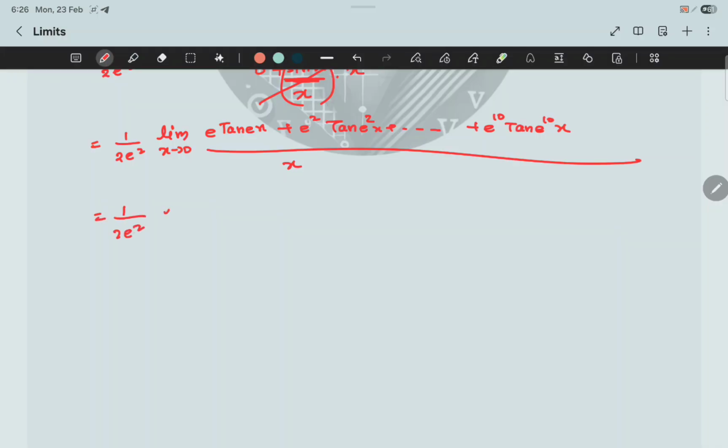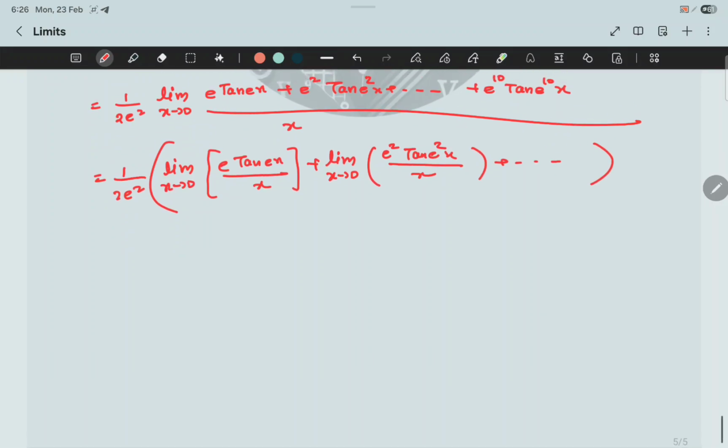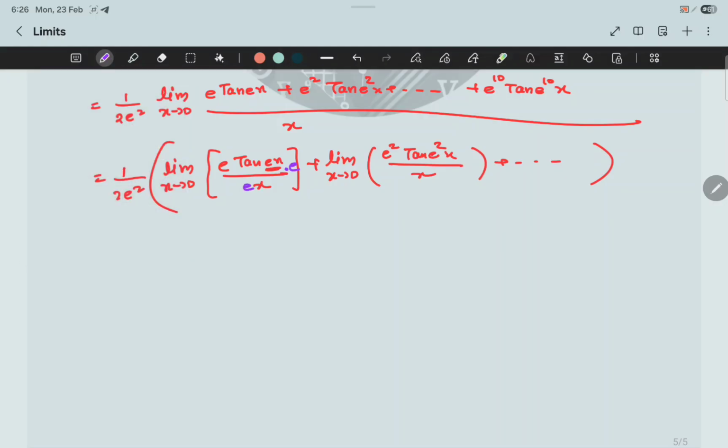Now can we split it? Yes, we can split the sum. So we can write this as limit x approaches 0 of e tan ex divided by x, plus limit x approaches 0 of e square tan e square x by x, and so on, right? Now what to do with this? See, the coefficient of x is e here, so we will multiply and divide with e.